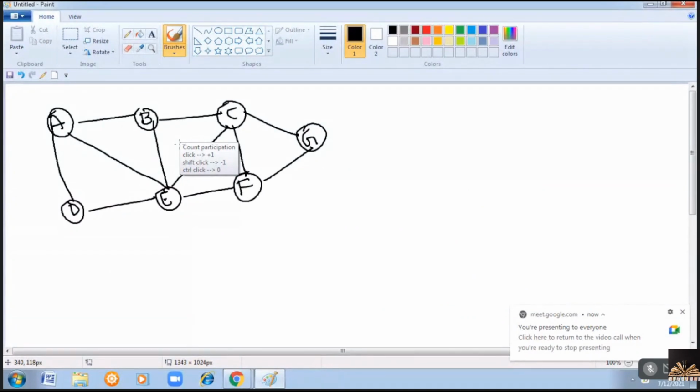So this is the graph given. Perform BFS traversal on this graph to produce a spanning tree. Clear?